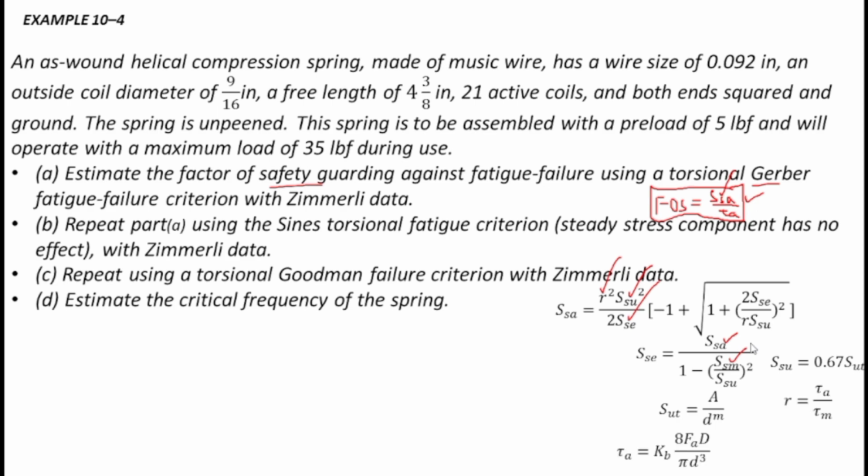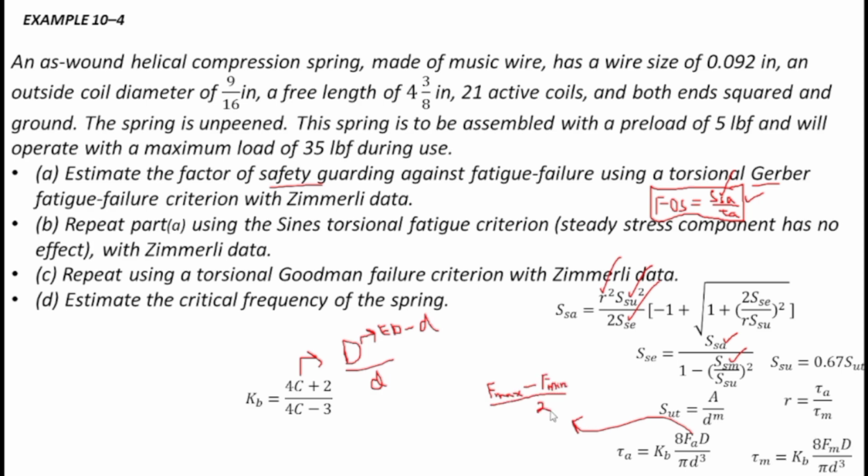Here, tau a can be found from this equation, and Ks can be found from this equation. The spring index C can be found from D divided by d, where D is found from the external diameter of the spring and the wire diameter of the spring. Here, Fa can be found from the equation F max minus F min divided by 2, and tau m can be found from this equation. Here, Fm can be found from this equation with a plus sign, where F max is 35 and F min is 5 pounds.